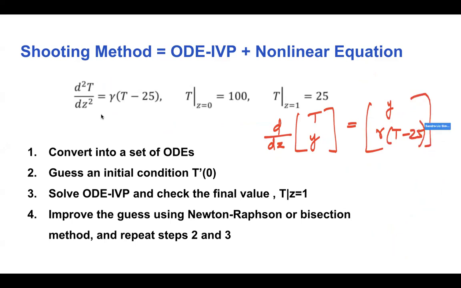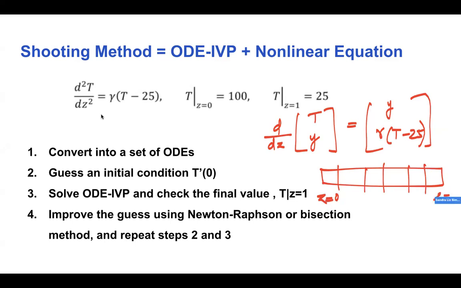And how do you solve this? If you are given boundary conditions, here the boundary conditions are for t at z equal to 0. So the whole thing is, if you have a rod, with this being z equal to 0 and this z equal to 1, you discretize that into several intervals. Here at this end t is equal to 100, and at this end t is equal to 25. If that is the case, we need to find what is the t value at each of these intervals. So this is a boundary value problem.